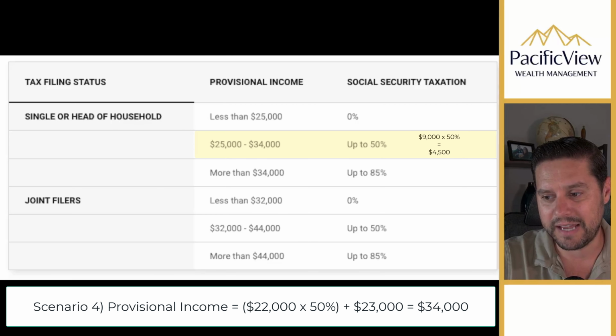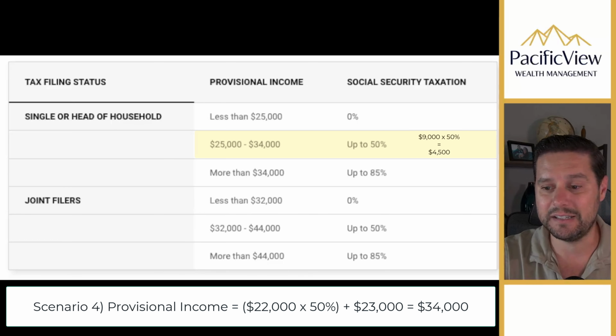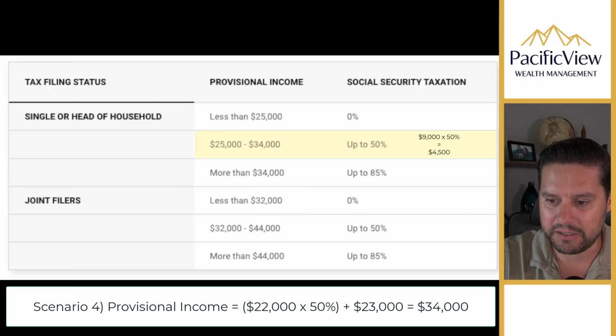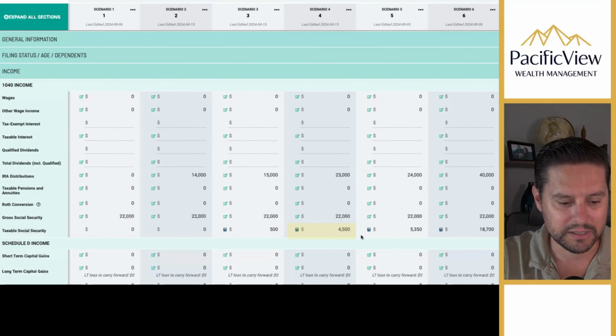Once again, this is not a tax rate. This is just trying to determine how much of your benefit is subject to federal income taxation. So 34,000 minus 25,000, because it's all the money that's in this bracket, that's $9,000. You take 50% of that. 50% of 9,000 is 4,500, which is exactly what it says here in scenario 4.